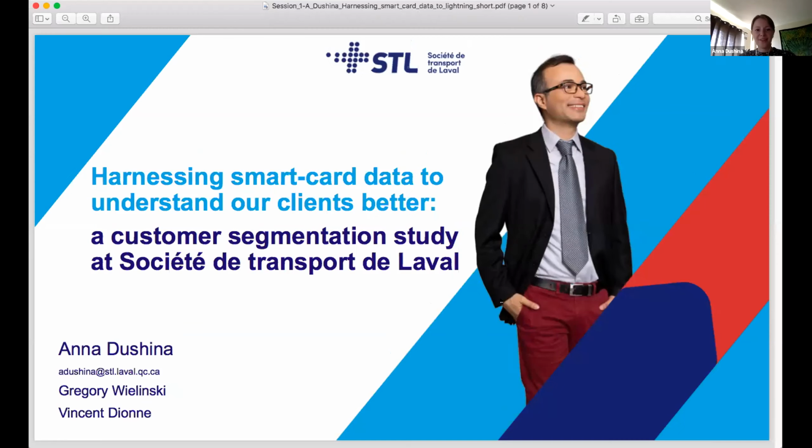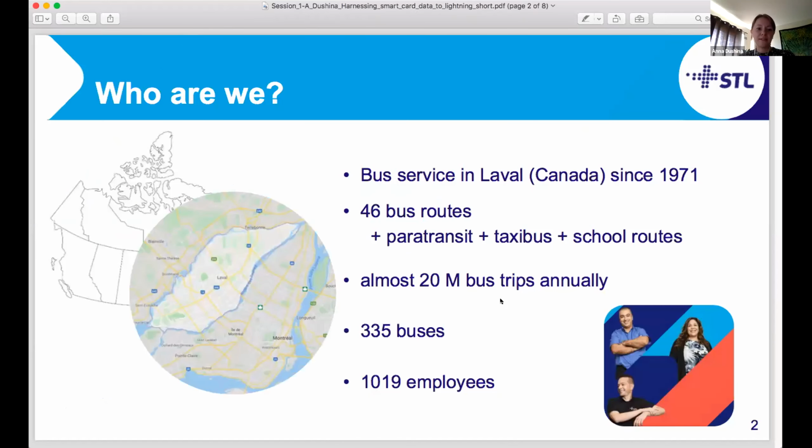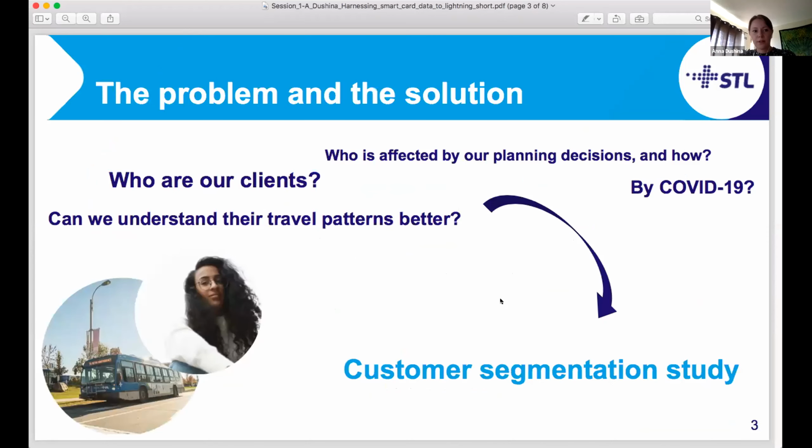First of all, who are we? STL is a transit agency in Laval, Quebec, Canada. We operate 46 bus routes along with some other services, and it all adds up to about 20 million bus trips per year, just to give you a sense of scope. And the questions we're asking ourselves very often are, who are our clients? Can we understand their travel behavior better? Who is affected by our planning decisions and how? And a whole new question this year is obviously, which ones of our clients are affected by COVID-19 and to what degree?